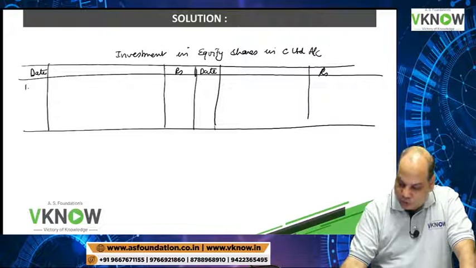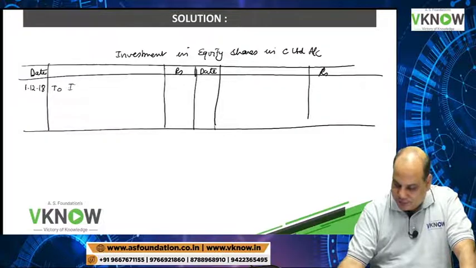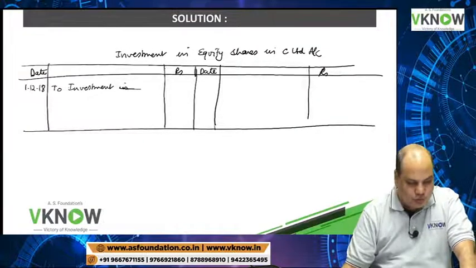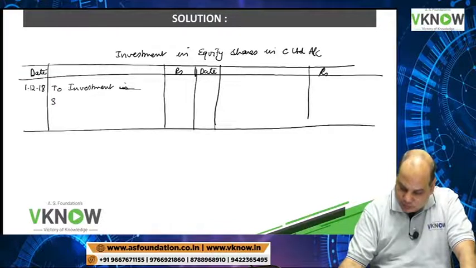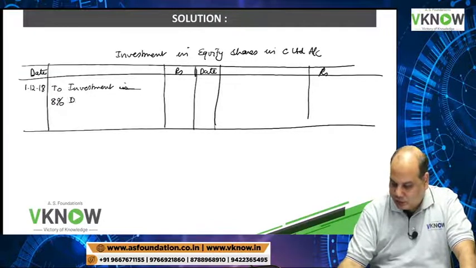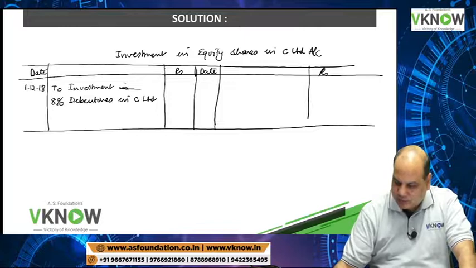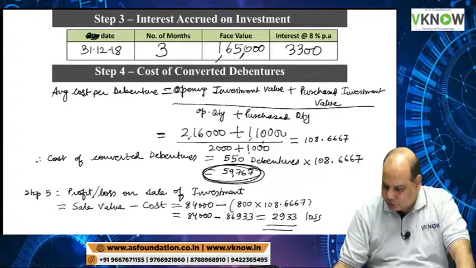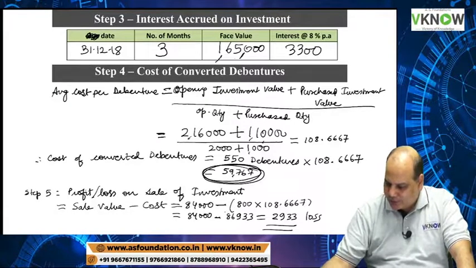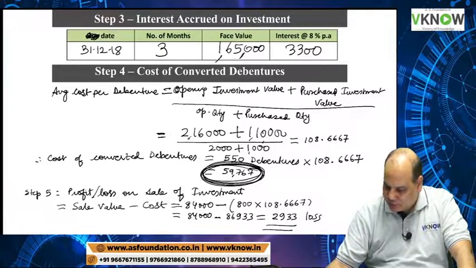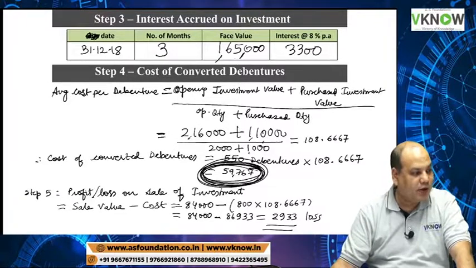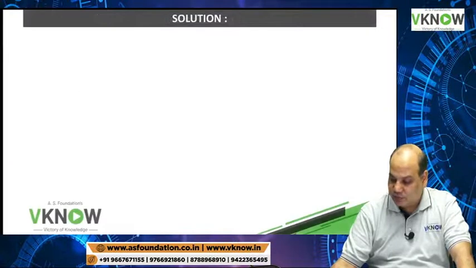So you will write down 1st December 18, to investment in 8% debentures in C Limited. So you have to go and check what was the cost. On the screen you see, 59767.